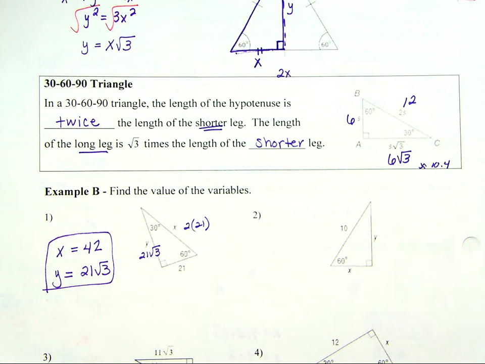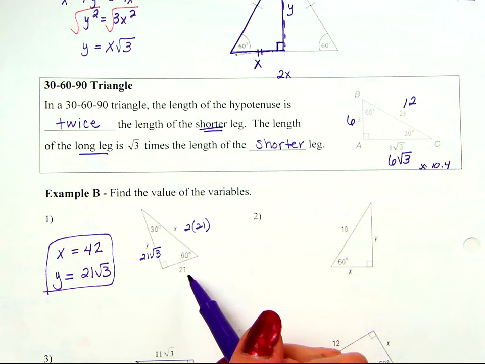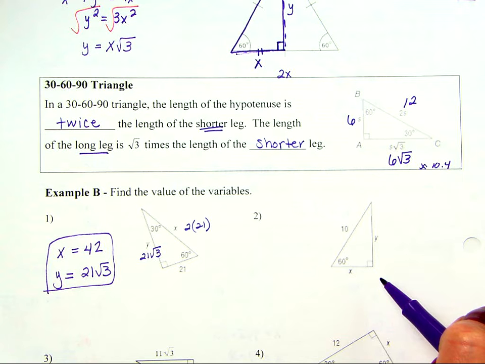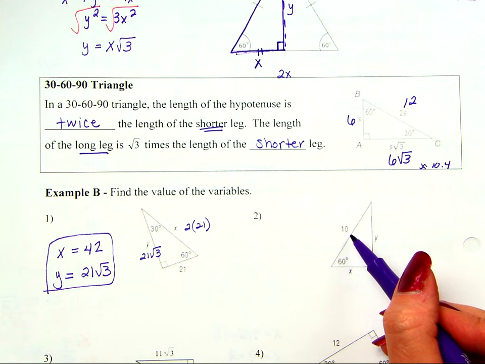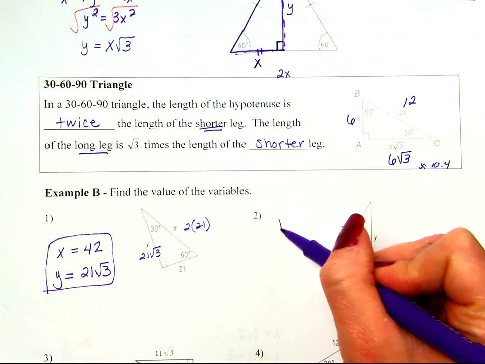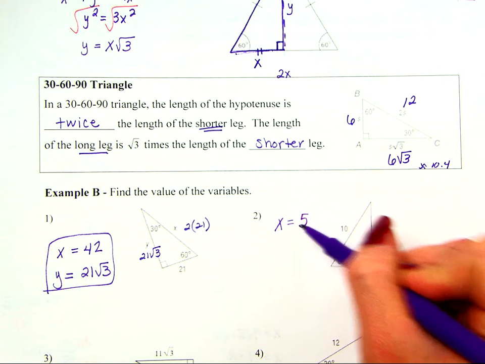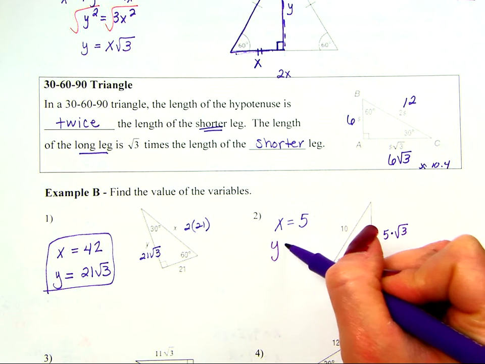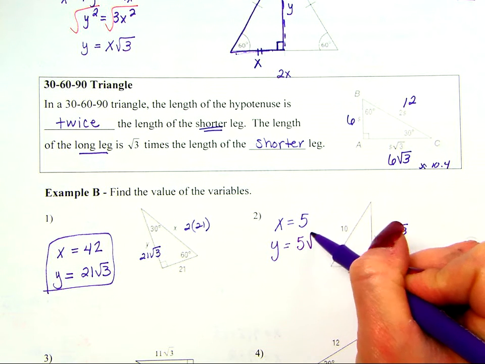Okay, now that one was pretty easy because they gave me the short leg to start off with. As I look at number 2, I can see, well, they don't give me the short leg. They actually give me the hypotenuse. My hypotenuse is 10, but I'm going to first find my short leg because I know that it's half, right? So x here is going to have to be 5. Once I find my short leg, I know that this is simply times root 3. And so my long leg would be 5 root 3.